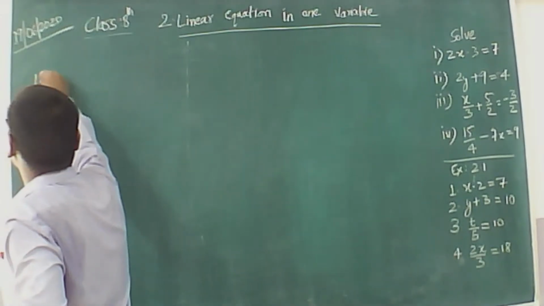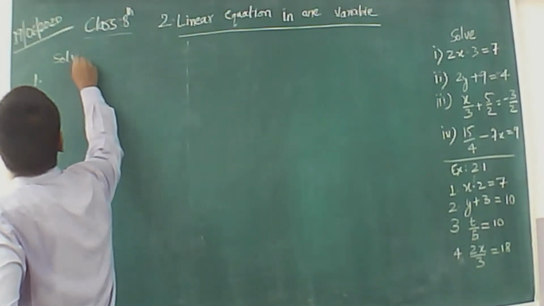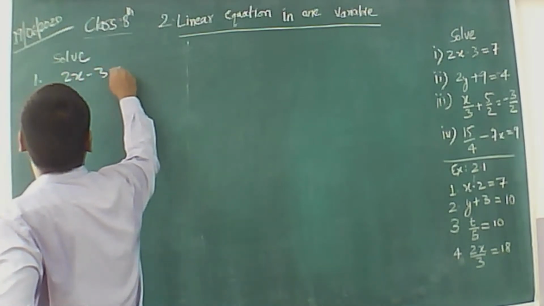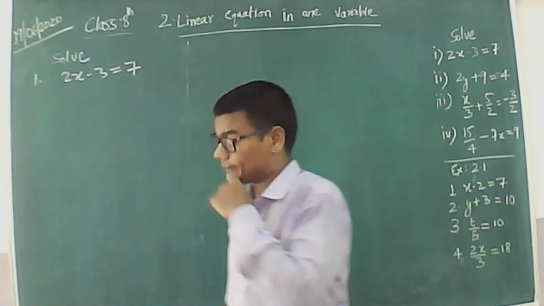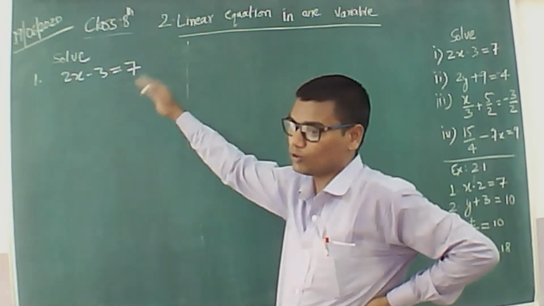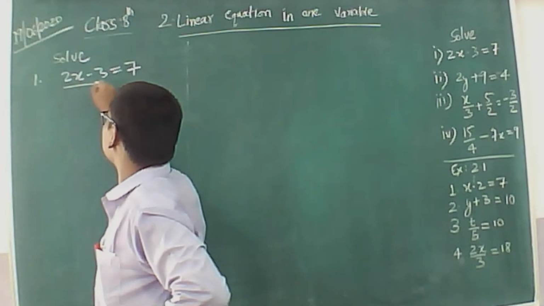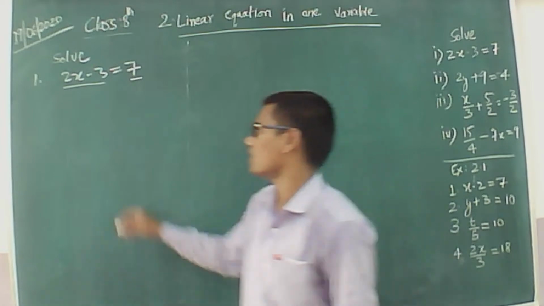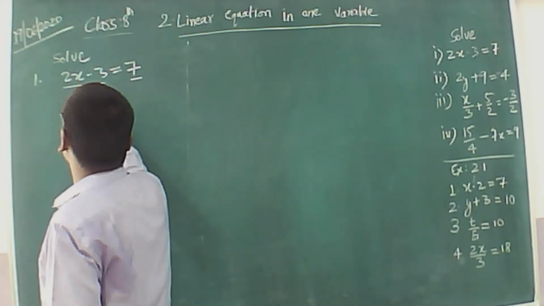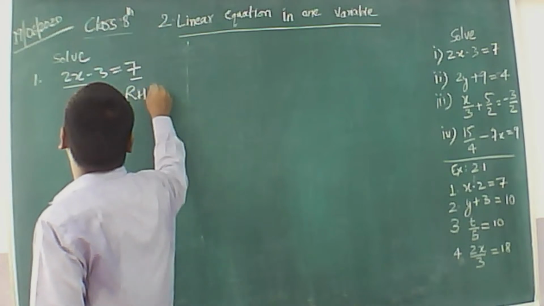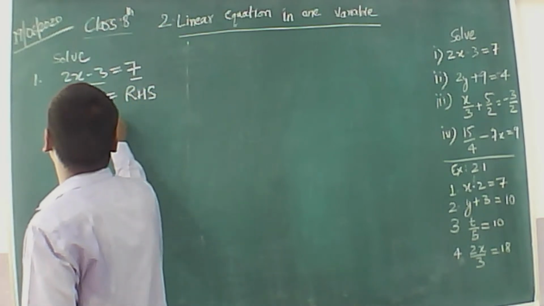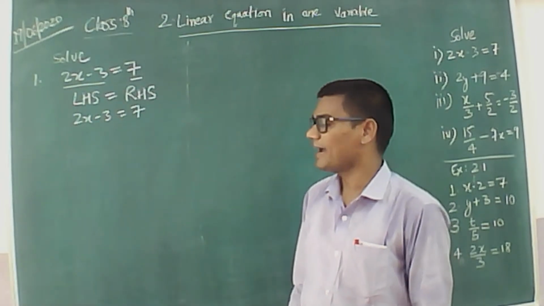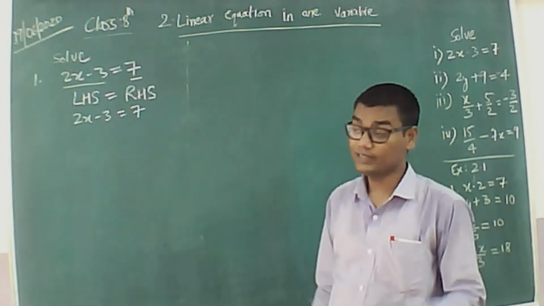So first question, solve 2x minus 3 is equals to 7. This is our LHS and this is our RHS. Both are balanced, that is LHS is equal to RHS. So 2x minus 3 is equals to 7. Now we will add 3 on both the sides of the equality.